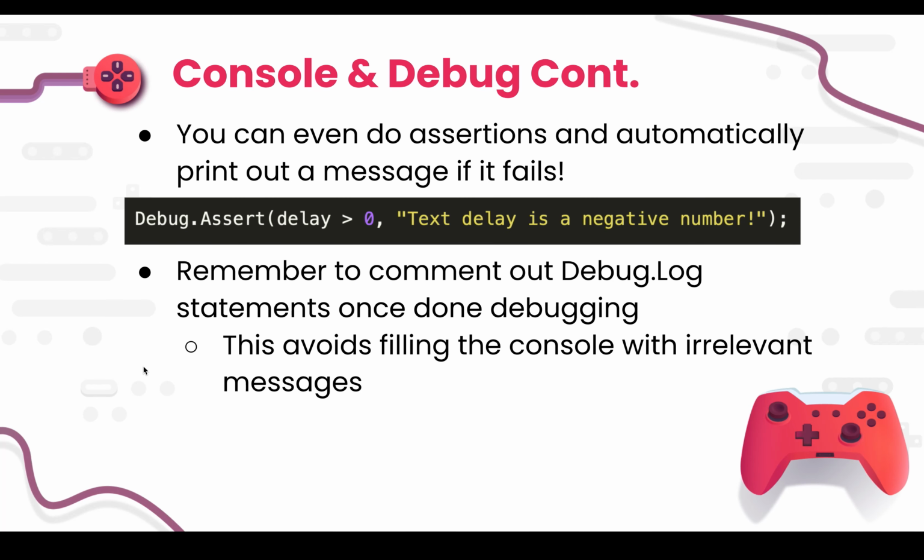And finally, you can actually use debug.assert to not only do an assertion, but also print out a message if the assertion fails. So this is doubly useful for debugging your code.